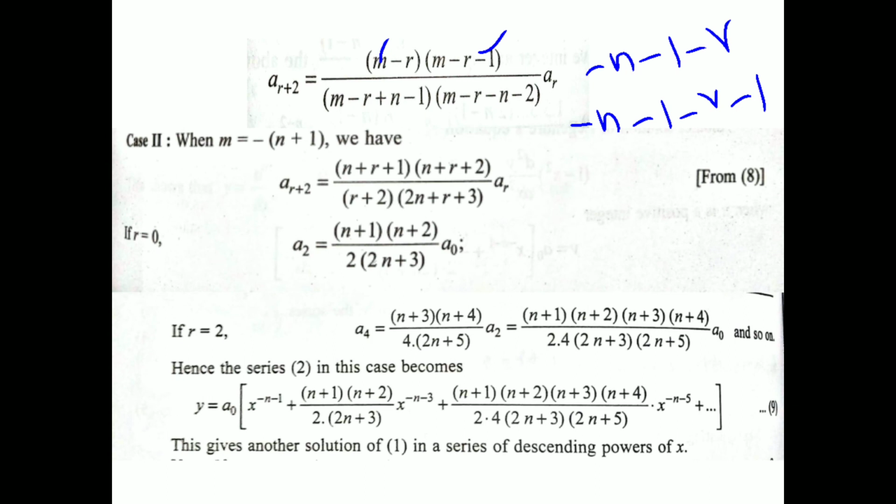So minus n minus r minus 1 minus 1, that is minus 2. So that has to be taken common out. So minus into minus plus we would get. So based on this here.